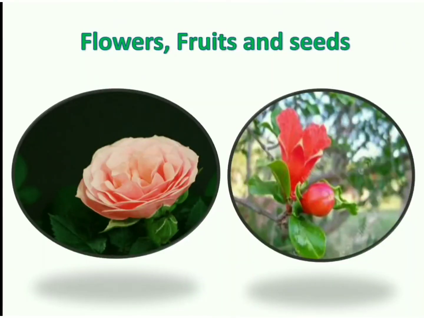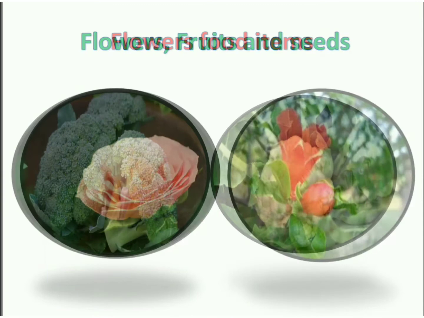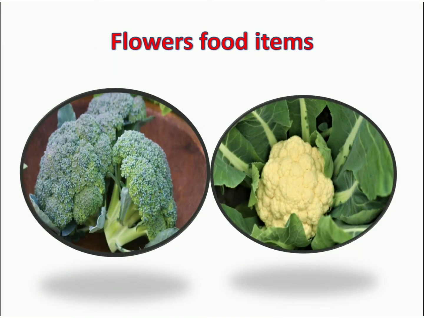Next, let's see flowers, fruits and seeds. Buds bloom into flowers. Flowers are generally bright in color. Some flowers have a sweet smell. Broccoli and cauliflower are examples of flower food items.